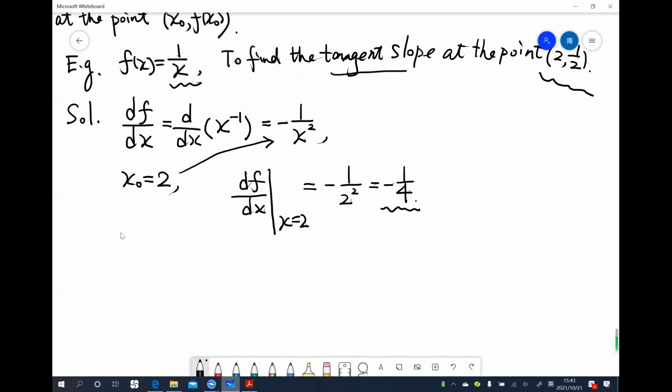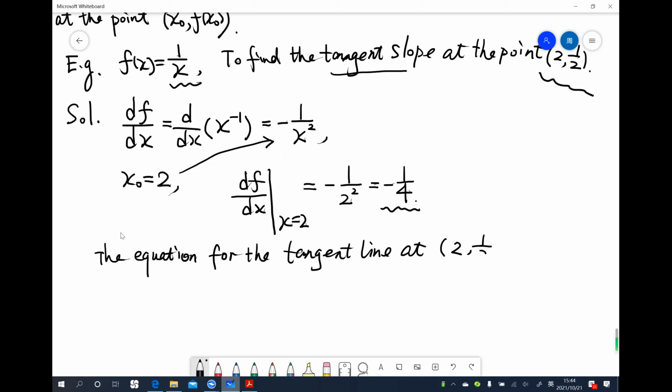Here we can also get the equation for the tangent line at the point 2, 1 by 2. So here you should know the tangent line first passes the point 2, 1 by 2 with the slope minus 1 by 4. So here we use what we call the point slope equation.